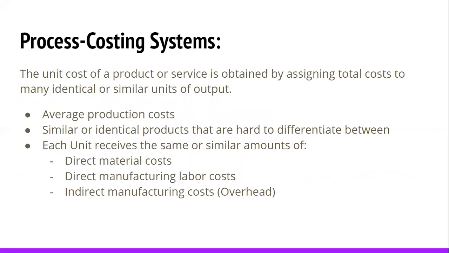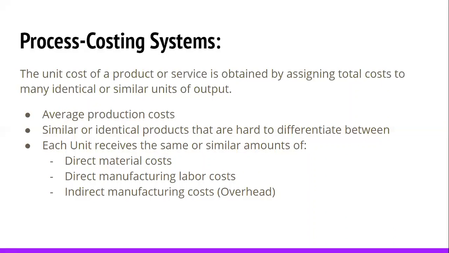Process costing systems are used when the unit cost of a product or service is obtained by assigning total costs to many identical or similar units of output. This includes average production costs that might be accumulated over the course of a product line and then distributed back into the many identical products. Similar, identical products that are hard to differentiate between, that are not necessarily made to be the same, but turn out that way as the end result.